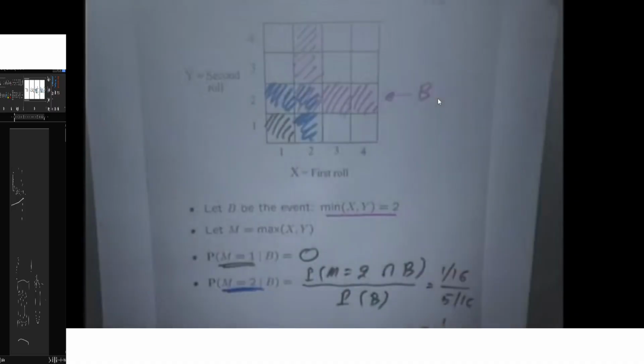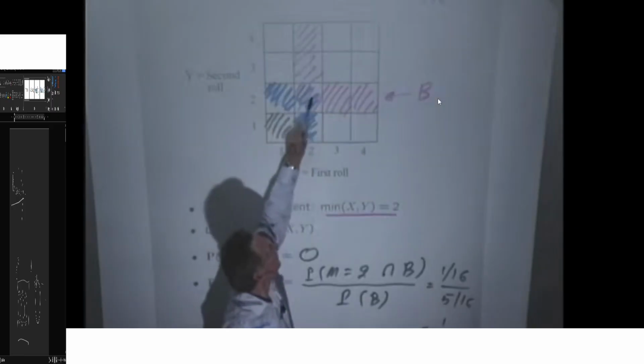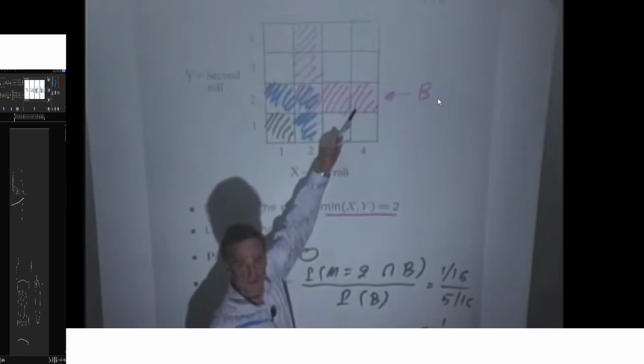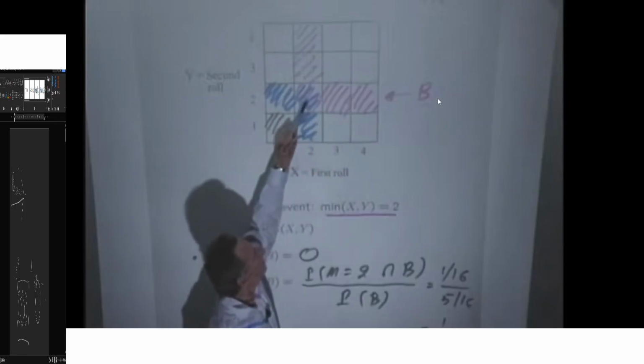And so that's the shortcut. Each one of these 5 elements has the same probability. So the probability that we actually get this point is going to be 1/5. And so that's the shortcut.